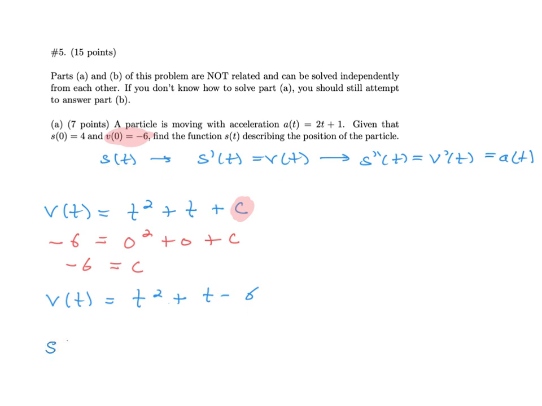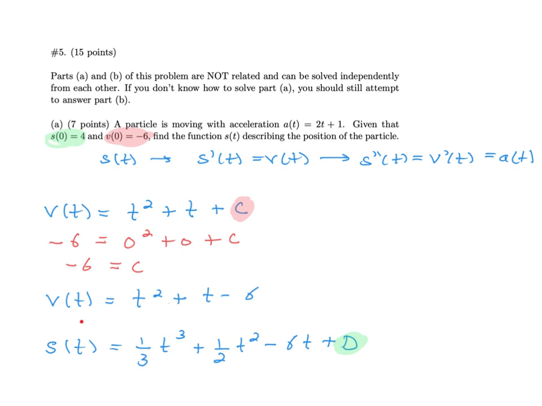This means s of t is equal to 1/3 t cubed plus 1/2 t squared minus 6t, but we get, again, another arbitrary constant. I'll call it something different this time, so I'll call it d. To complete this problem, we have to know, well, what is d equal to? And that's why we're given this piece of information here.